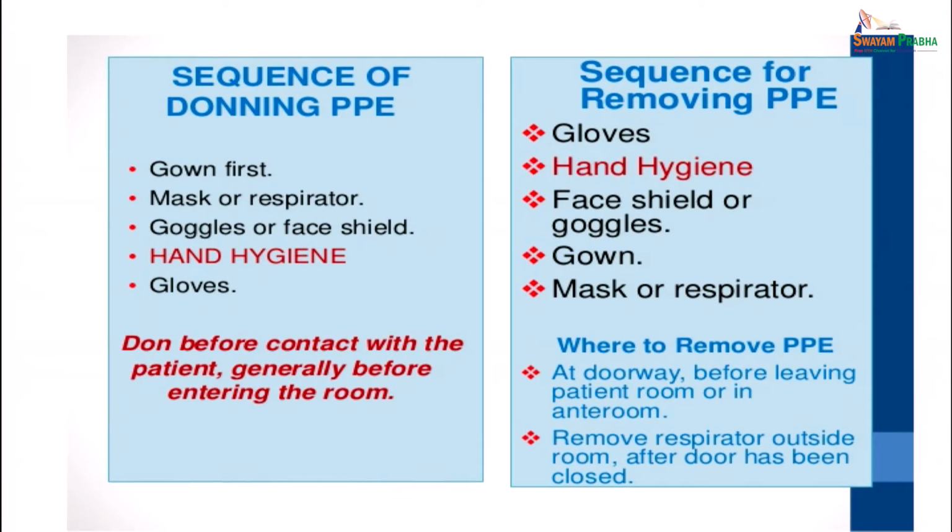There has to be a certain sequence in which you wear your PPE. First you wear your gown, then mask or respirator, then goggles or face shield. Finally, you do hand hygiene and only then wear gloves. You must follow this routine. For removing, first you remove the gloves, do hand hygiene, then remove the face shield or goggles, gown, and finally the mask or respirator. You remove these at the doorway before leaving the patient room or anteroom, and remove the respirator outside the room after the door has been closed.